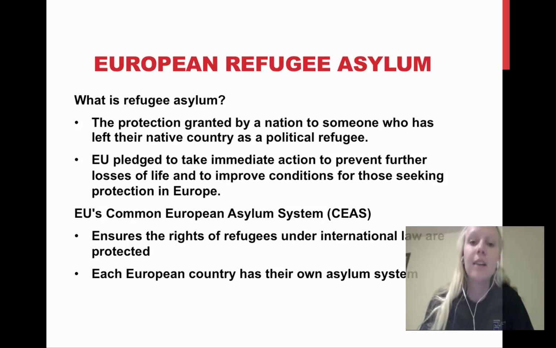The system that allows this to function in Europe is known as the CEAS. The CEAS does lots of different things, but just for a couple examples on this slide, it ensures the rights of the refugees under the international laws are protected, and also each European country has their own asylum system under this organization and this system.